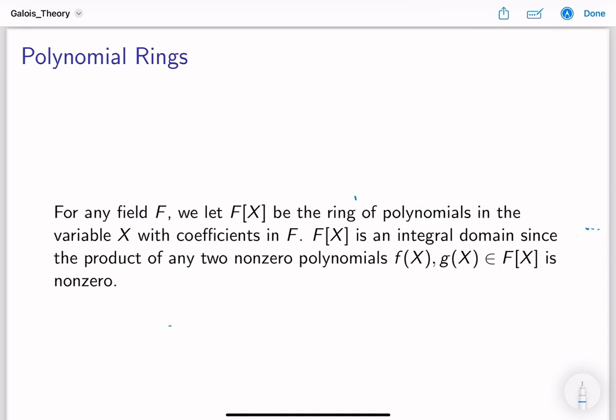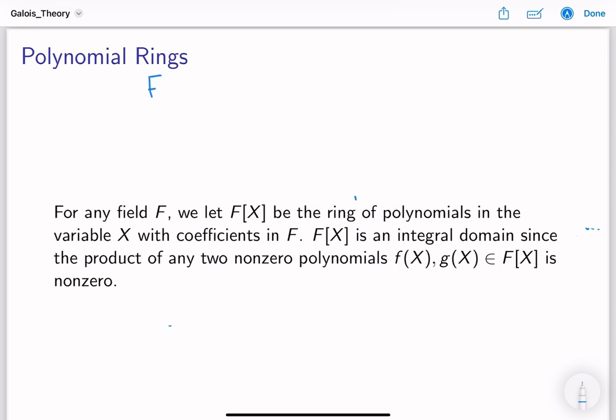In the previous videos, we've given an introduction to field theory and we discussed some basic properties of fields. So in this lecture and in the coming one, I'll be going over a survey of important concepts from ring theory, and this includes polynomial rings and related concepts, specifically irreducible polynomials.